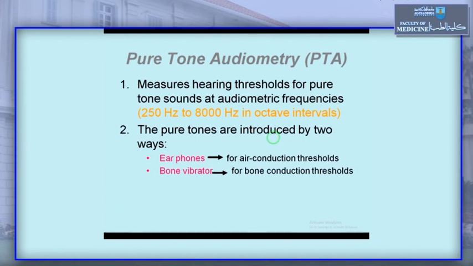As I said, we use earphones to test for air conduction thresholds. We use a bone vibrator for bone conduction thresholds.